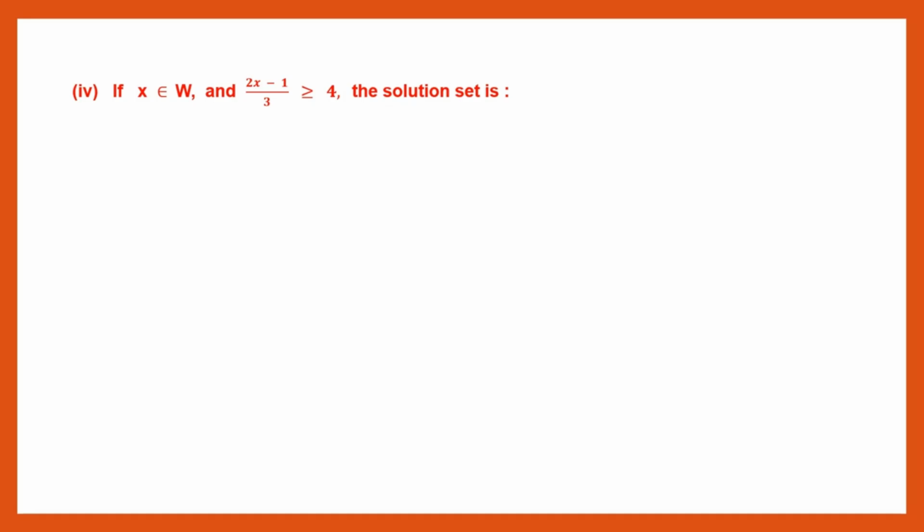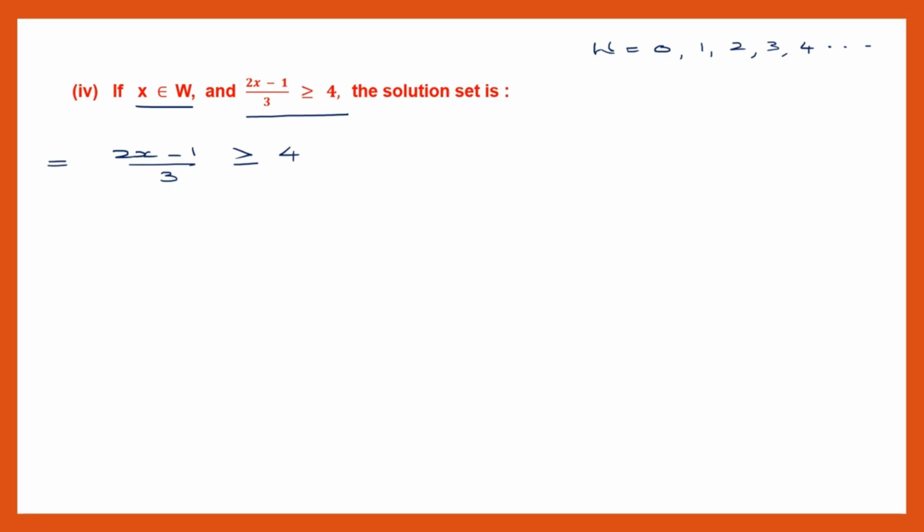Question 4. So the first part here says if x belongs to whole numbers. So again, let's write down the whole numbers. Whole numbers start from 0, 1, 2, 3, 4 and so on. Let's read the second part. 2x minus 1 by 3 is greater than or equal to 4. So let's solve that.